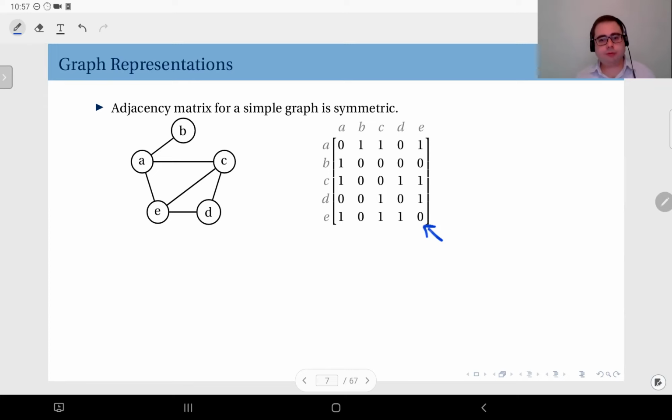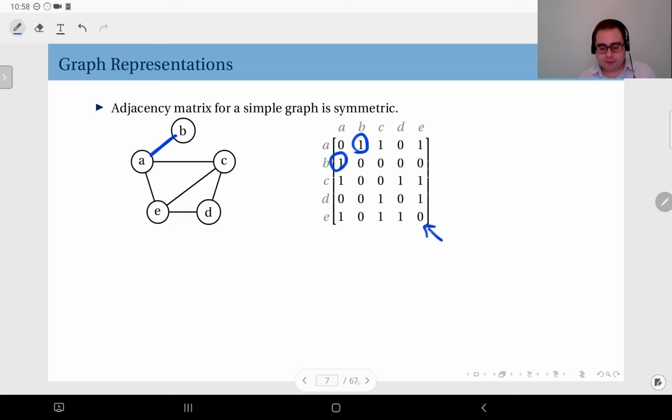And also, you see that this matrix is a symmetric matrix. Obviously, because if there is an edge between A and B, then that also means there is an edge between B and A, because the edge is not directed. Therefore, this edge here is represented by this one as well as this one.